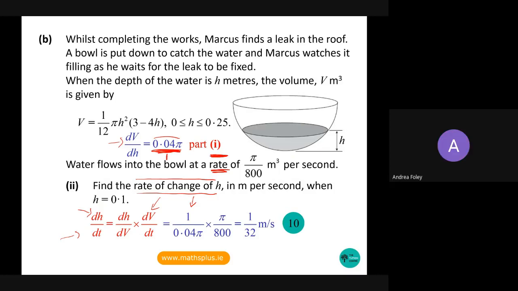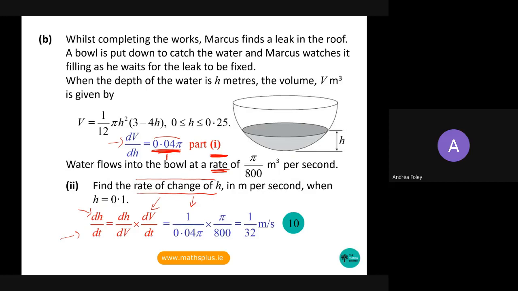So this one's also marked 0, 4, 7, 8, and 10. Low partial credit here for your 4 marks is for the use of the chain rule, knowing that dH/dt is equal to dH/dV times dV/dt. So if you have that written down, the first bit there in red, that's your low partial credit for 4 marks. For mid partial credit, it's correctly knowing that dV/dt is pi over 800. So if you write down dV/dt equals pi over 800, that's mid partial credit for 7 marks.